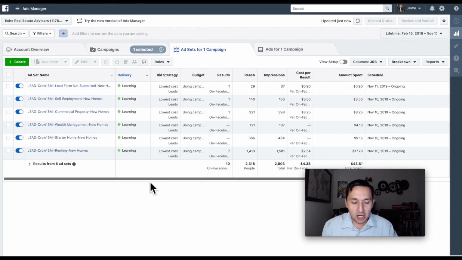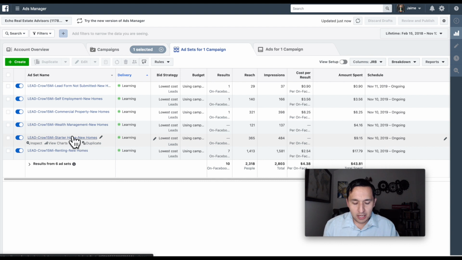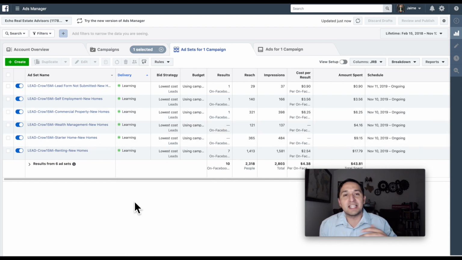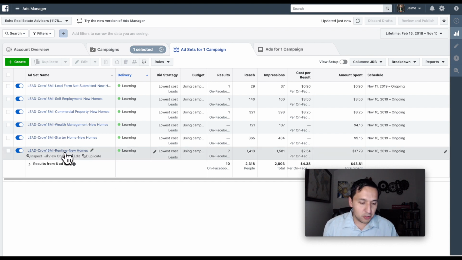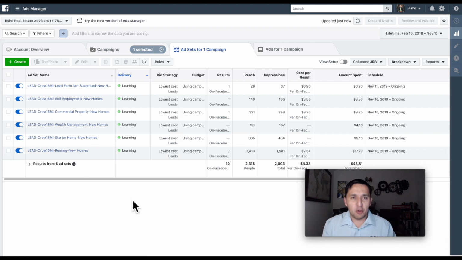We're going to continue monitoring right now, and probably tomorrow I'm going to be turning off some campaigns so we can continue pumping the budget where it needs to go. But as you can see, Facebook is already preferencing or really highlighting the renting one and really pushing it as much as possible. So let's check in tomorrow.